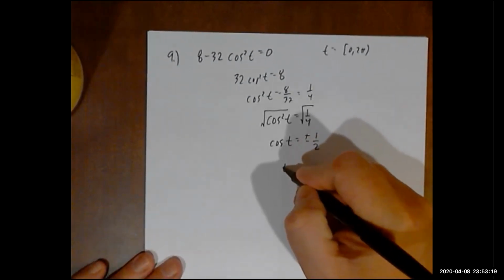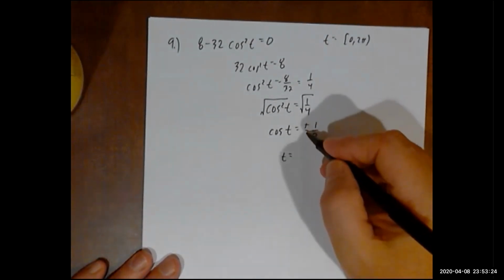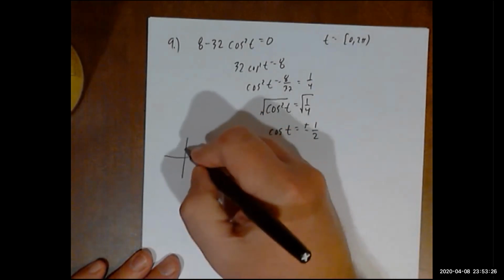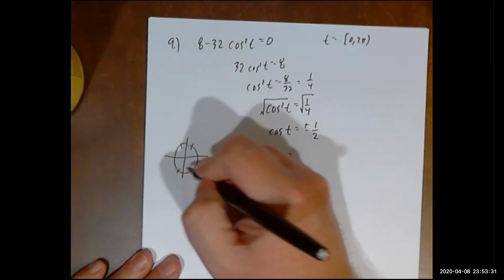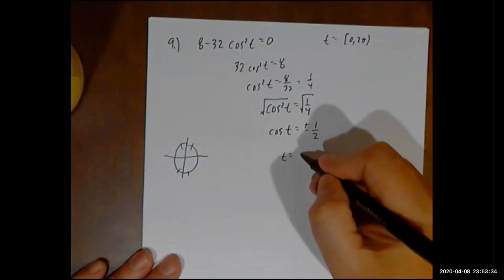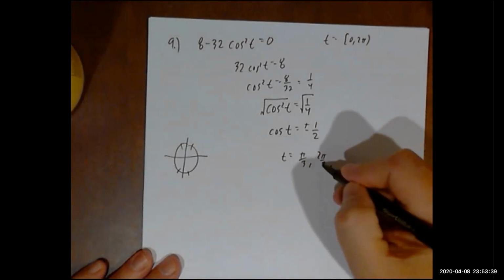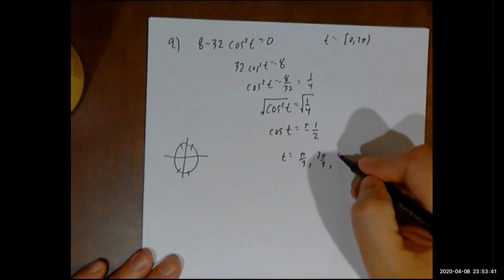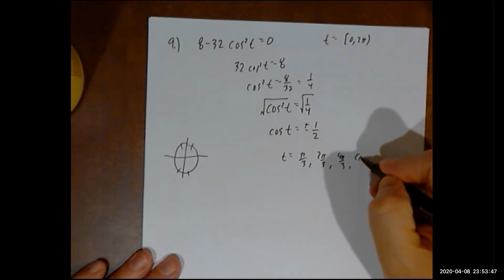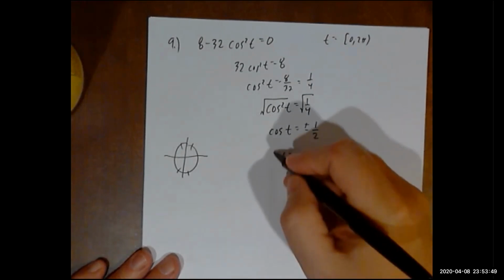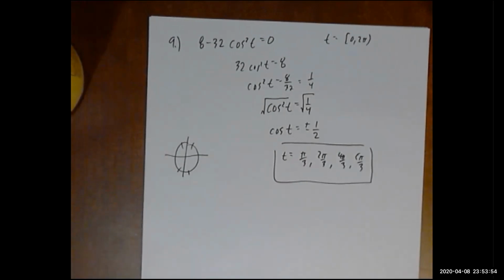Now, what are the angles where the cosine is either plus or minus 1/2? As it turns out, the cosine is 1/2 at pi over 3, 2 pi over 3, 4 pi over 3, 5 pi over 3. So it's all the angles with 3 in the denominator where the cosine is either plus or minus 1/2. So I think that's it. Wow, a lot simpler than the one before.